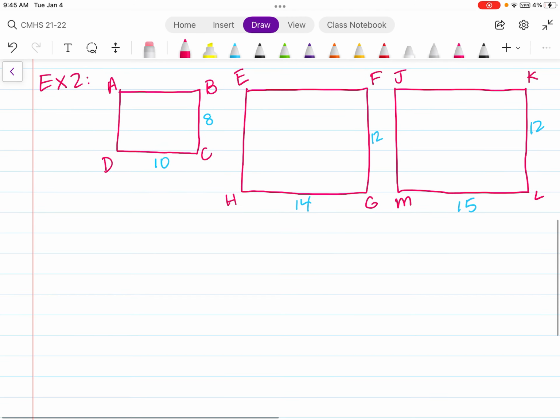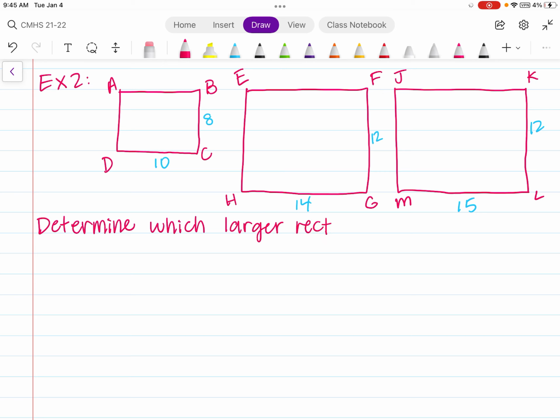And the directions are: determine which larger rectangle A, B, C, D is similar to. Okay, so it's either going to be, here I'll just say rectangle 1 or rectangle 2. Okay, so we have to determine which one, and we're going to use the scale factor that we just did.